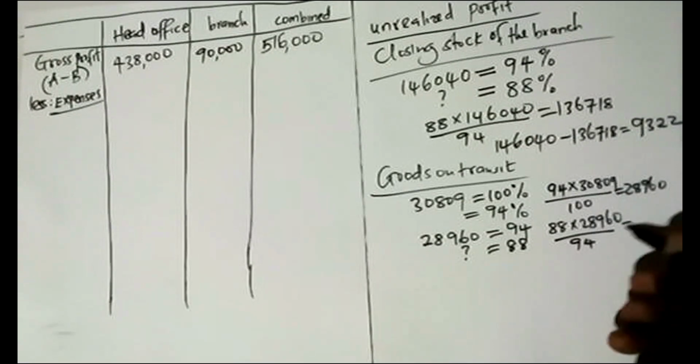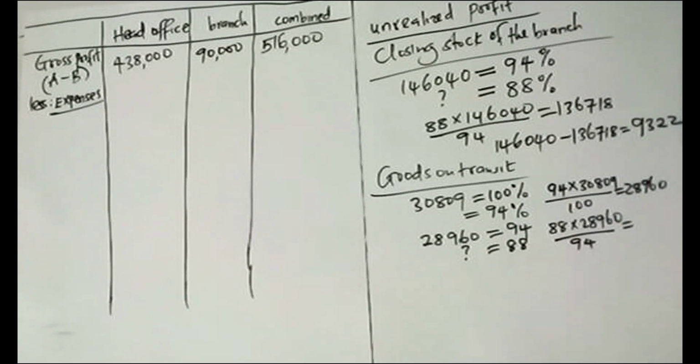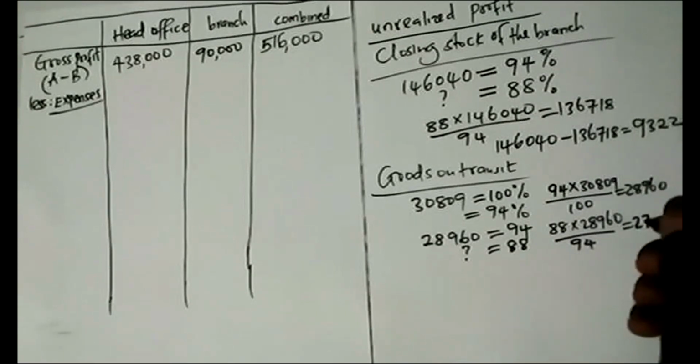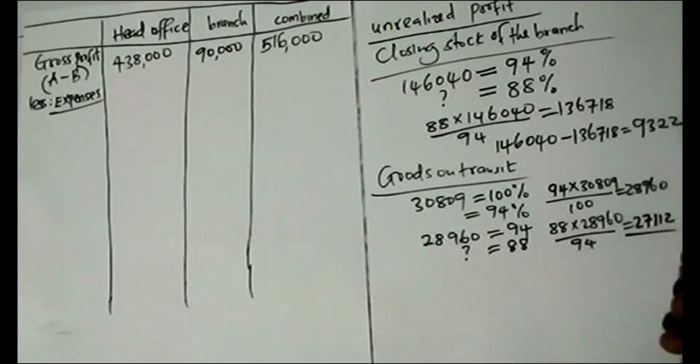So I get the cost, which I subtract from the price at which they were transferred to get the unrealized profit, which the branch never realized because it never resold those goods. They were in stock, yes, they were received, but never resold. You can even see they say they were received after the financial year had ended. Using my calculator, we got 27,112. So the difference between the two is about 1,848.